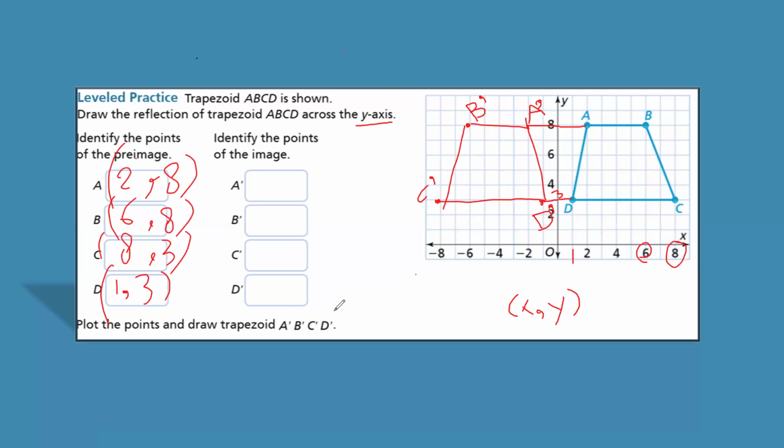A prime, here this is A prime, negative 2 and 8. B prime, negative 6 and 8. C prime, negative 8 and 3. And the last one, D prime, negative 1 and 3. So this is the first question. Let's move to the second one.